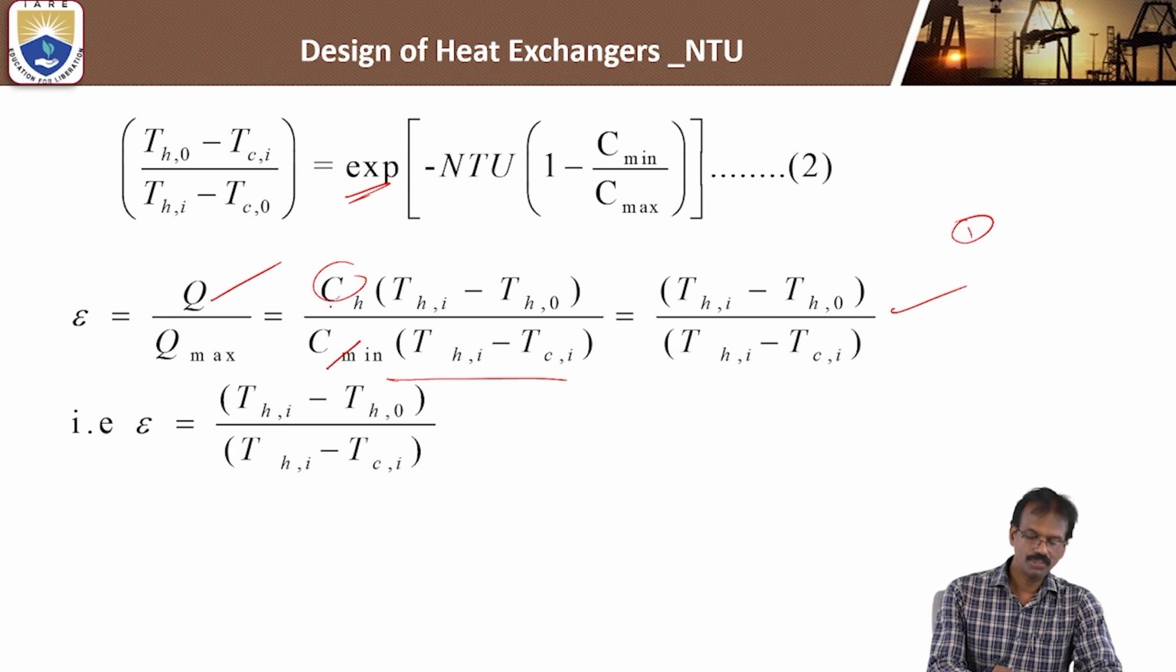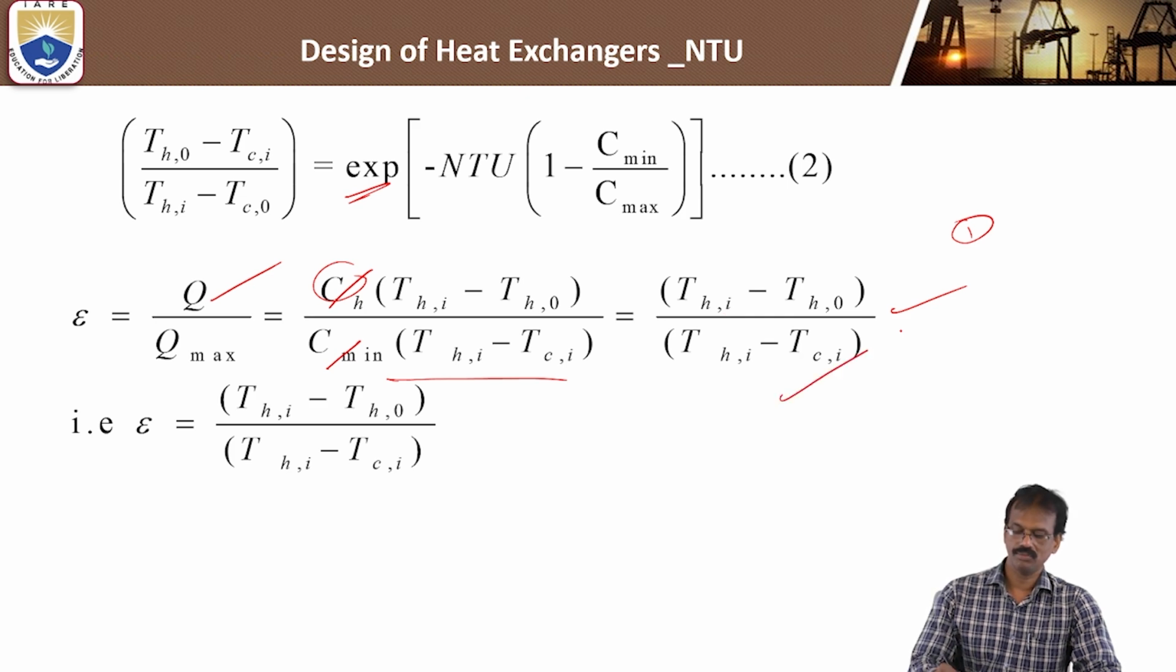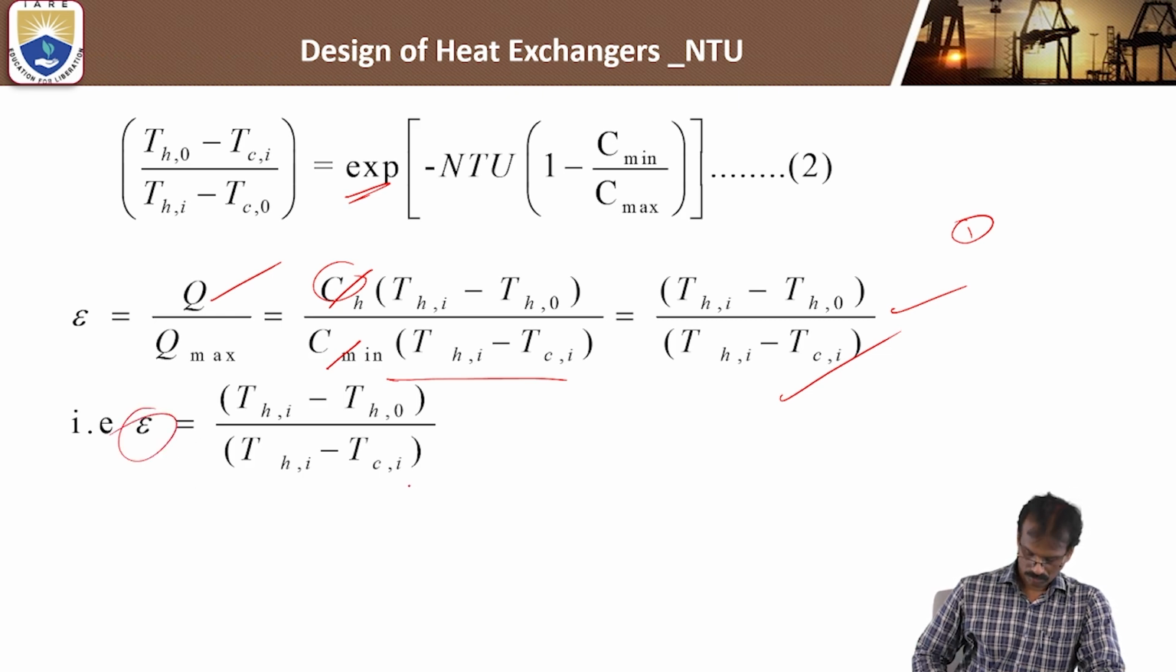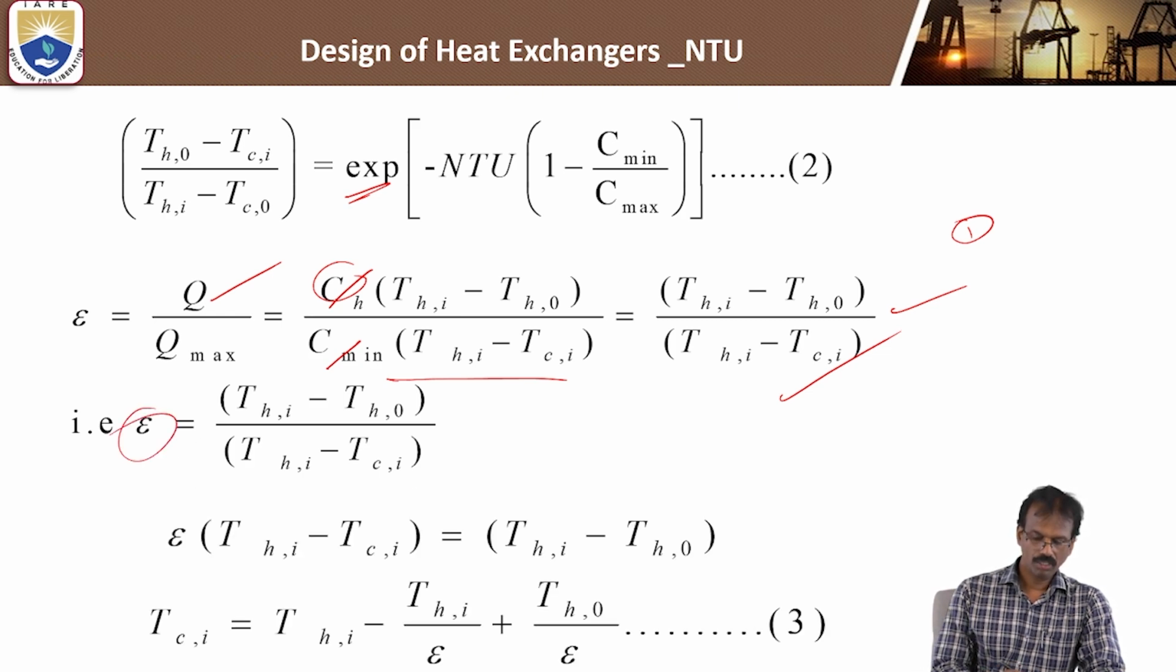Here C minimum and CH both are the same, so they will be cancelled. You know this one, THI minus TH0 by THI minus TCI. Okay, so this is the effectiveness formula. Then we are just rearranging this equation, writing TCI from this equation.